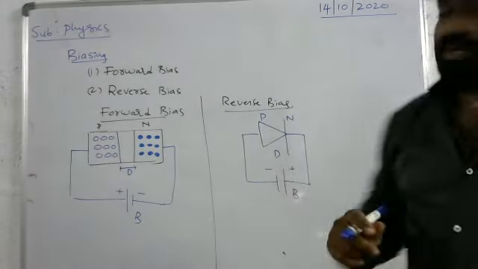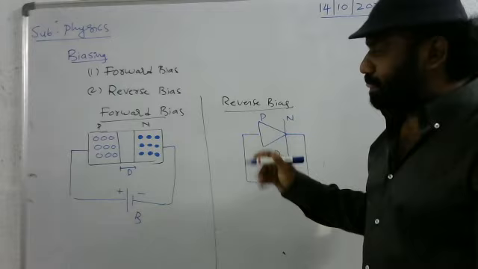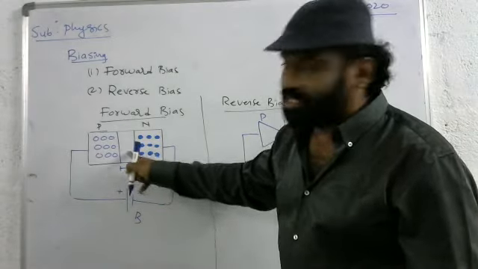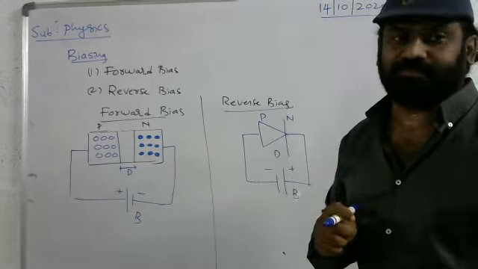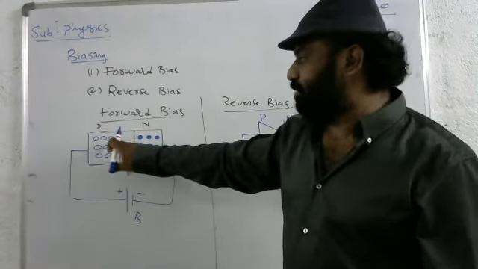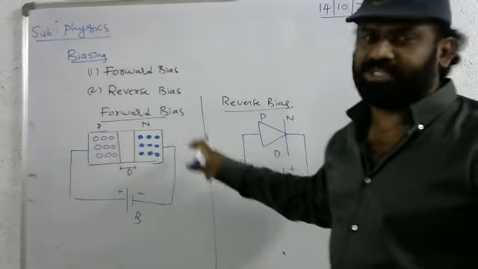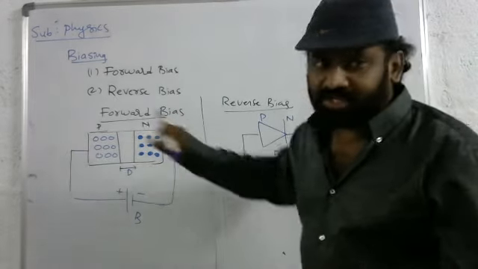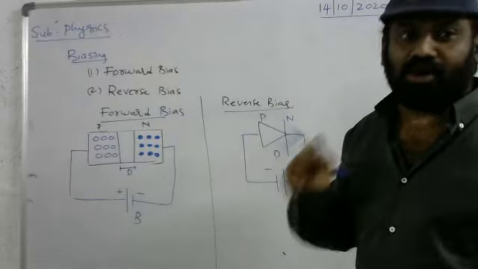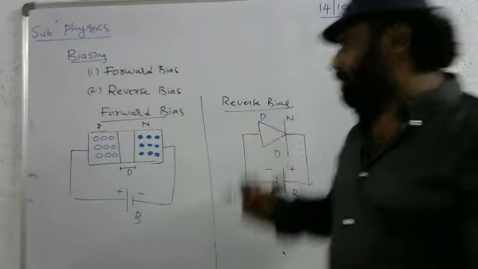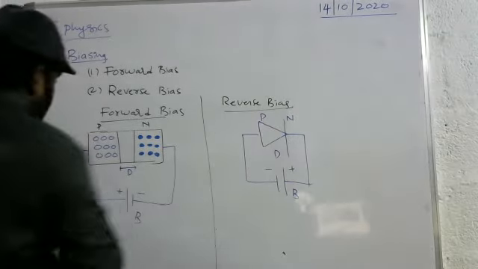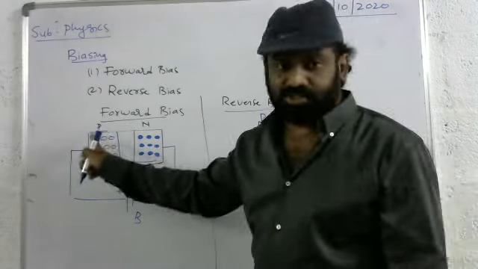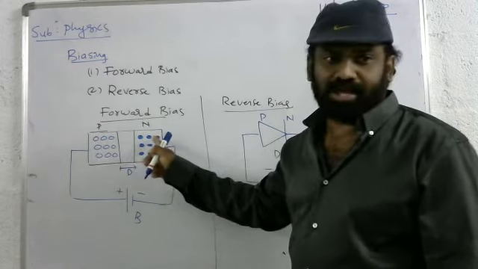For the diode to work, the width of the depletion layer should be decreased. Why? Because the migration of holes in the P region is possible only when the width of the depletion layer is decreased. What happens in this forward bias? Holes have positive charge and electrons have negative charge.